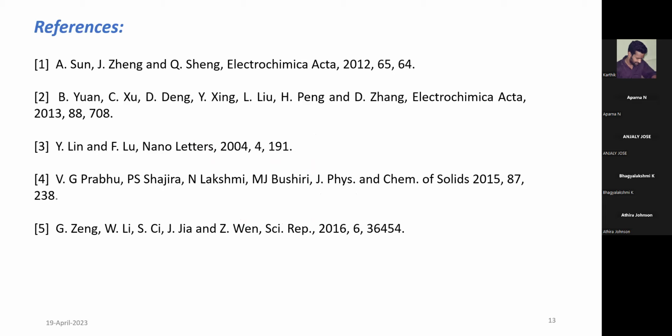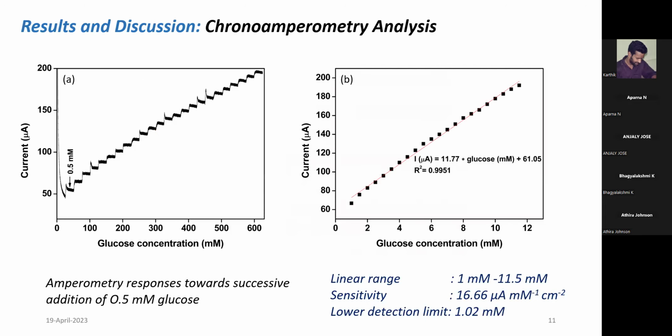Have you checked the detection limit of this composite for glucose sensing? Yes, sir. The detection limit is not checked directly, it is calculated from the CV, from this calibration plot. Okay.